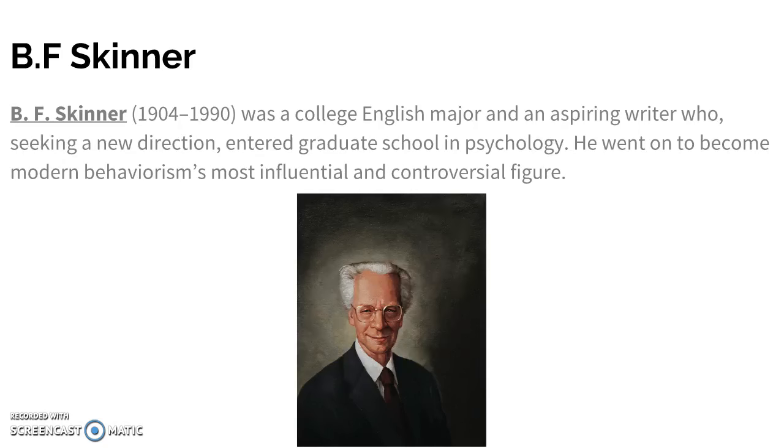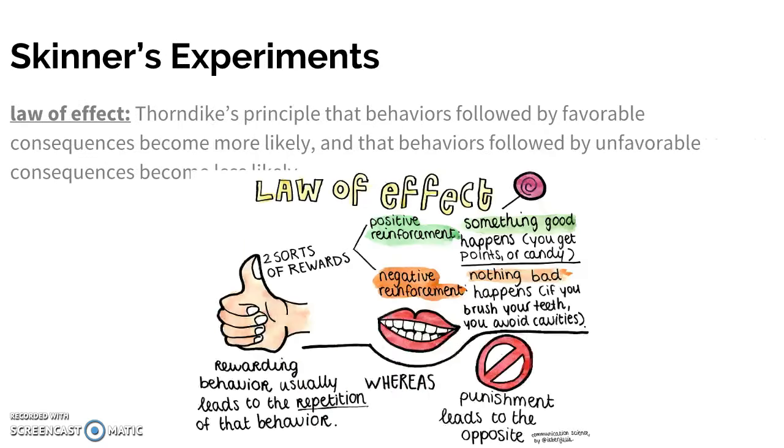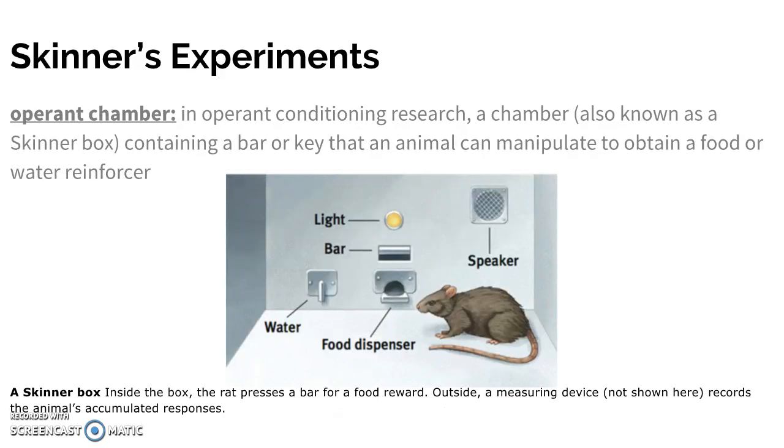You cannot observe a sensation, a feeling, or a thought, but you can observe and record people's behavior as they respond to different situations. Skinner built on this man Thorndike's law of effect. This says that behaviors followed by favorable consequences, and consequence here can mean good or bad, it's just the result of something, become more likely, and that behaviors followed by unfavorable consequences become less likely, is what that says. So make sure we know what the law of effect is.